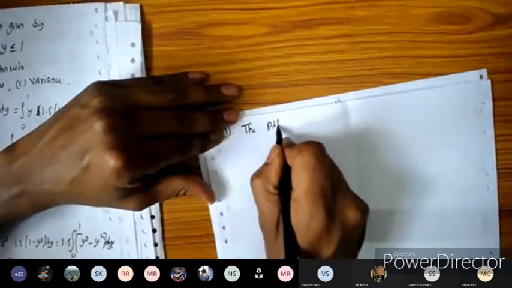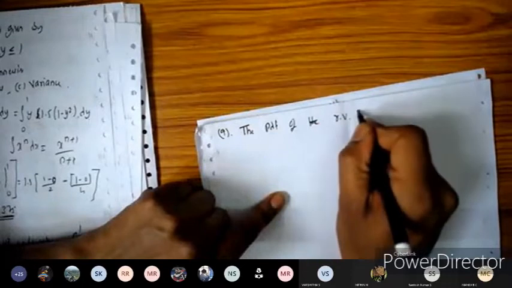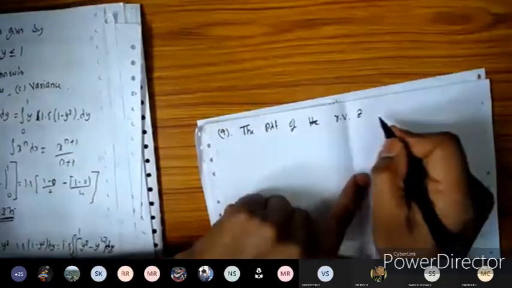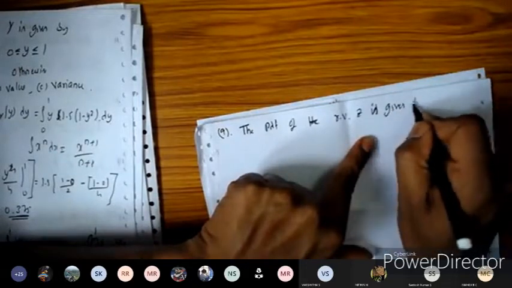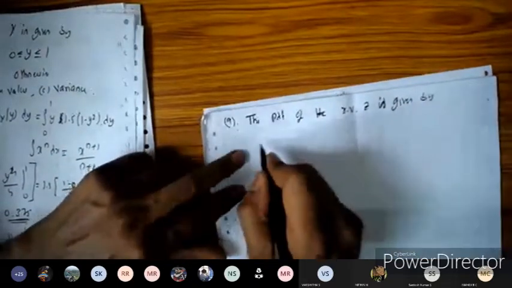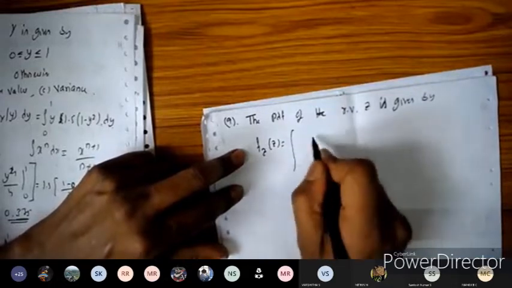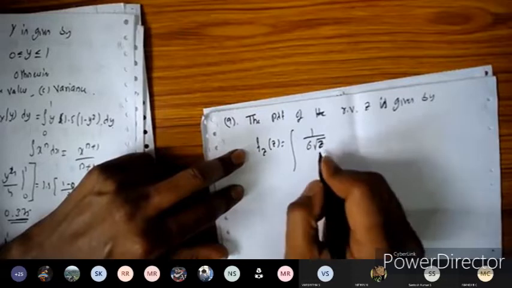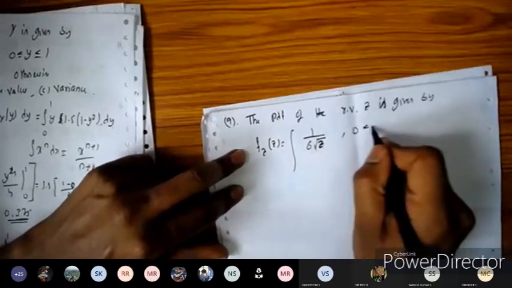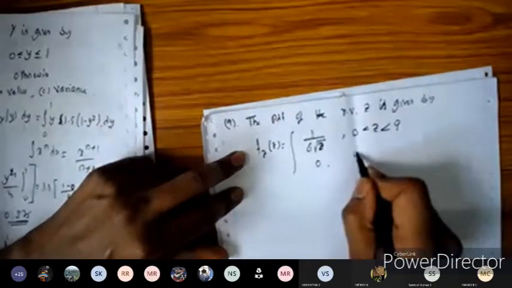Take the PDF of the random variable z, given by f of z equal to 1 divided by 6 into root of z, for 0 less than z less than 9, and 0 otherwise.